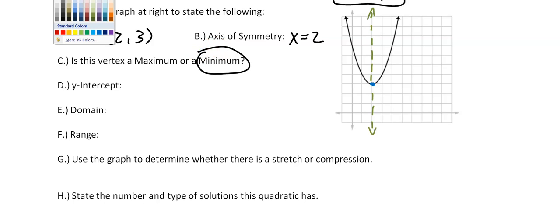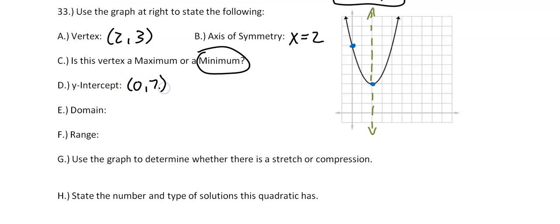The y-intercept, we can see where it crosses the y-axis, is right here. And that looks like the ordered pair 0, 7. The domain, because the arrow's on each end, I just say, hey, how far left and right does this thing go? So to the left, it goes all the way to negative infinity, so it starts at negative infinity. And to the right, it goes all the way to positive infinity. So domain is negative infinity to positive infinity. Remember, parenthesis for each, because you can never actually equal infinity.